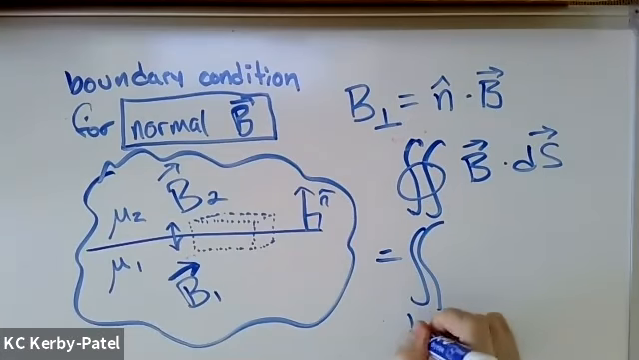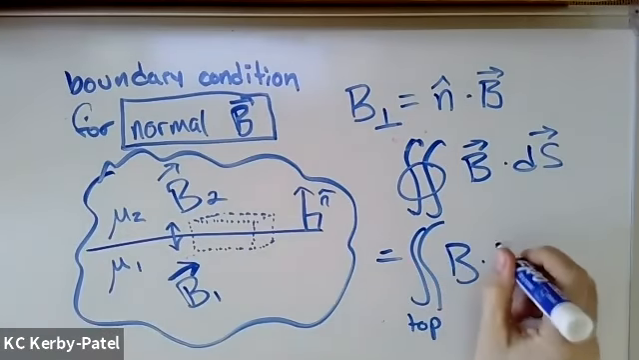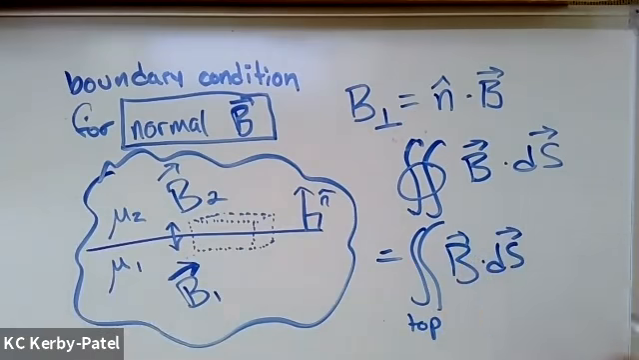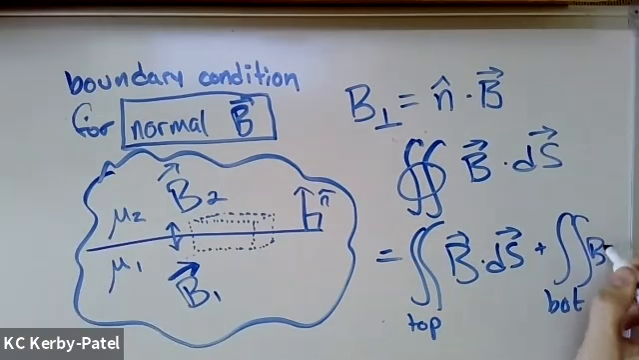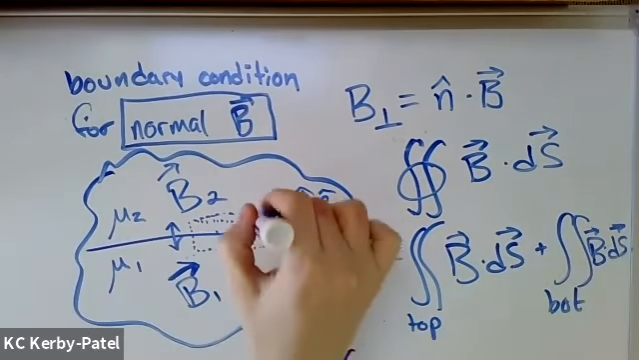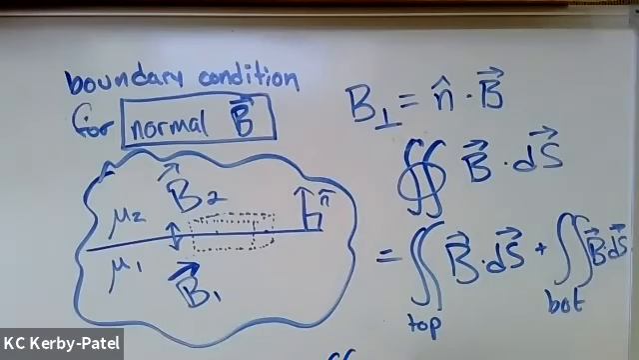The top, B dot dS, plus the bottom, B dot dS. And I'm going to have the sides too. So side 1, side 2, side 3, and side 4 on the back. So S1, B dot dS, S2, B dot dS, and so on.